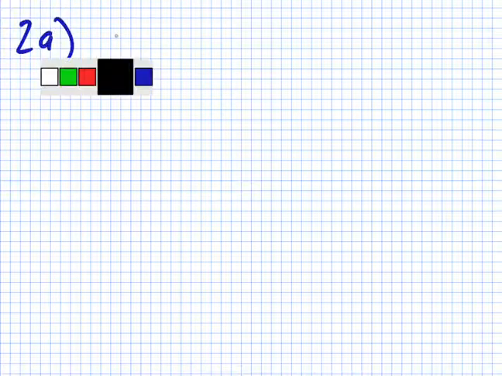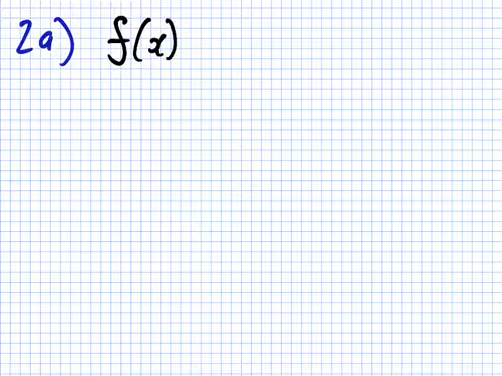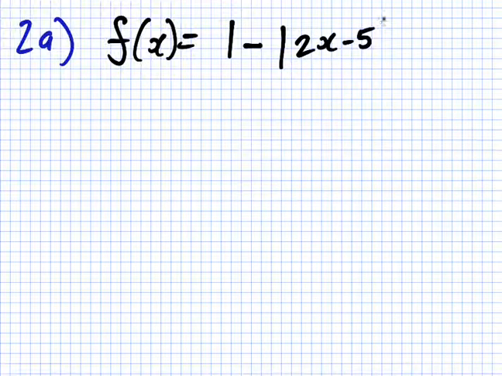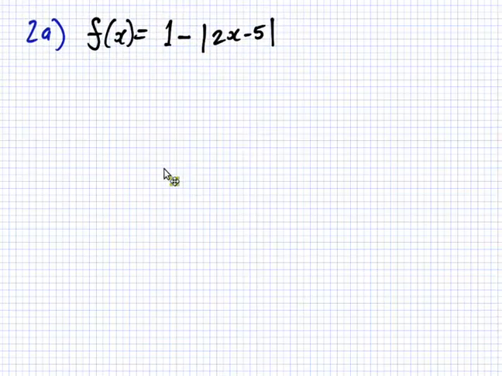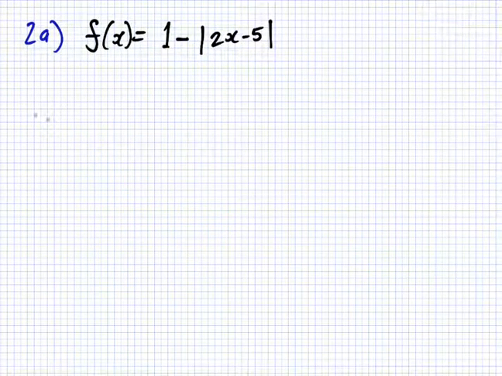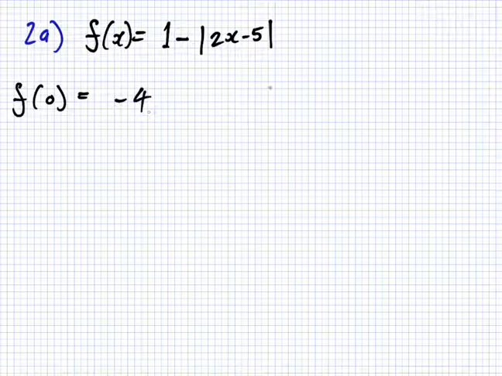So we have, this is 2a. We have f(x) equals 1 minus absolute value of 2x minus 5. First I should find where it crosses the y-axis. How do I do that? Anybody? Try again? Thank you. So if I calculate f(0), that would be minus 4. So that's (0, -4), my first point.